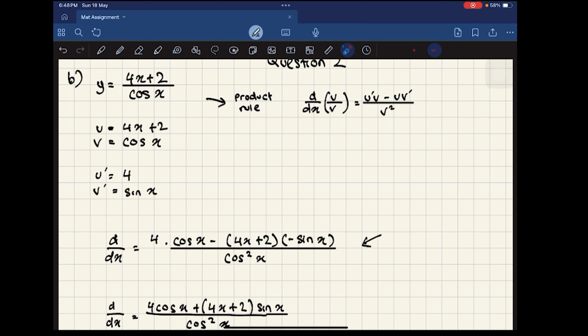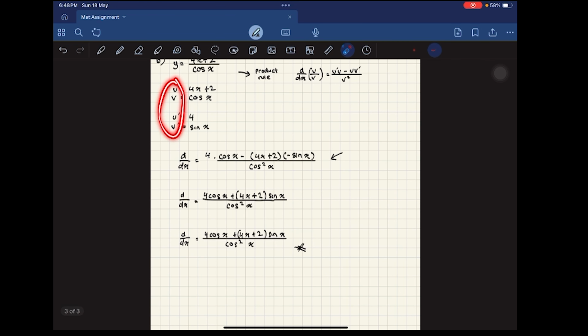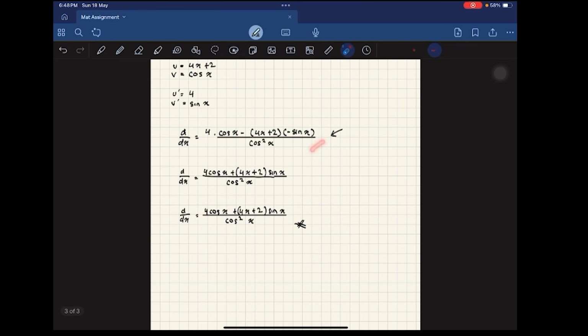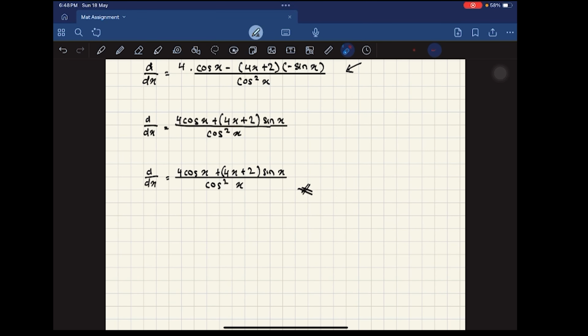Alright, so let's differentiate the first one. After we differentiate the 4x plus 2, we get 4. And after we differentiate the cos x, we will get negative sin x. Alright, so after we get the u prime and v prime, we can apply this to the quotient rule, and we will get this. After that, we solve this first, and we will get this. After that, so here is our final answer.